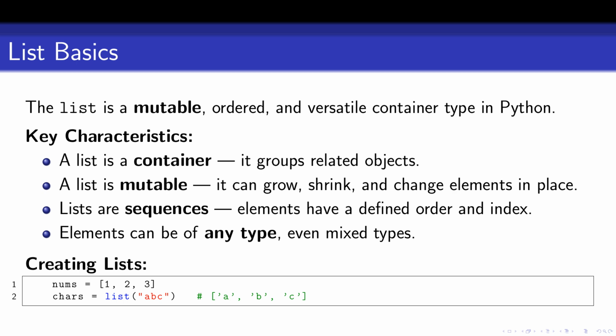Lists are incredibly flexible. They can store elements of different types, and their dynamic nature makes them ideal for many programming tasks, from simple aggregations to complex data modeling. Understanding how lists behave as containers is fundamental for all higher-level Python work.